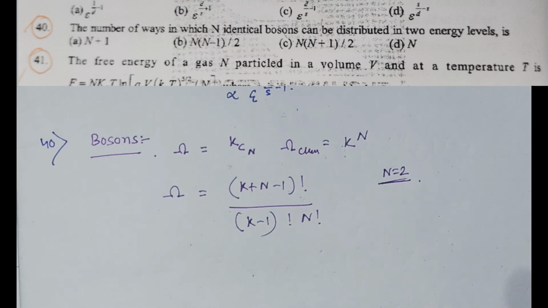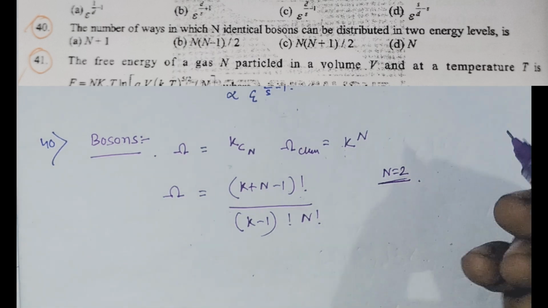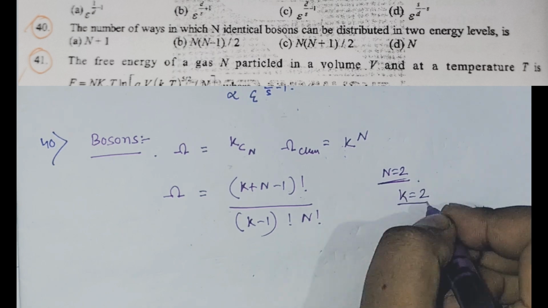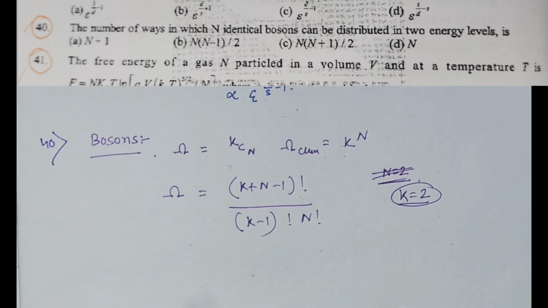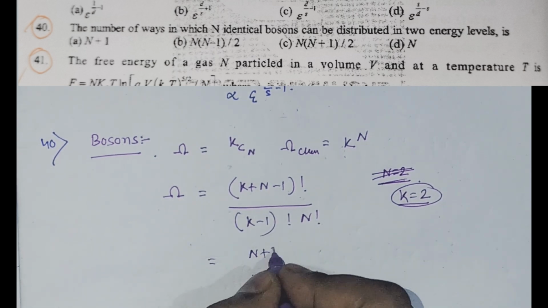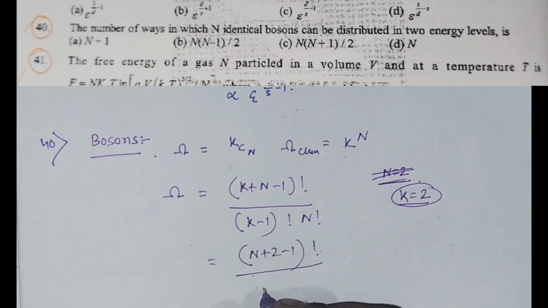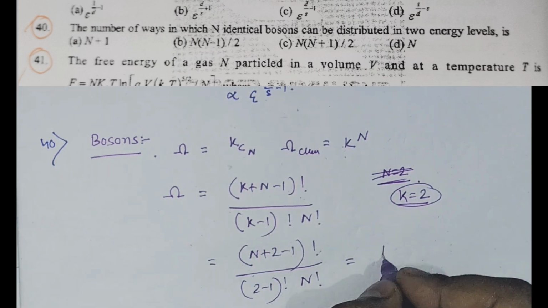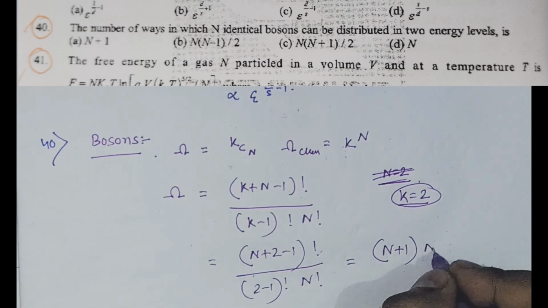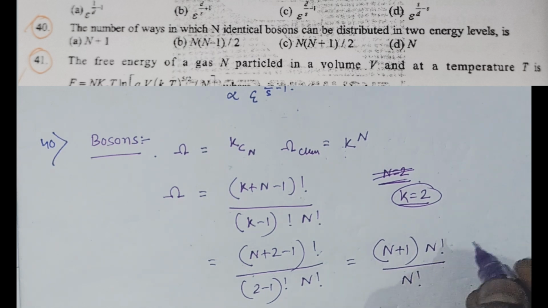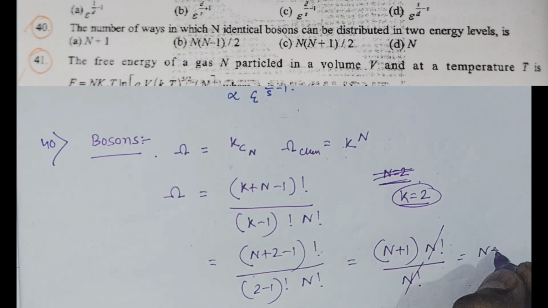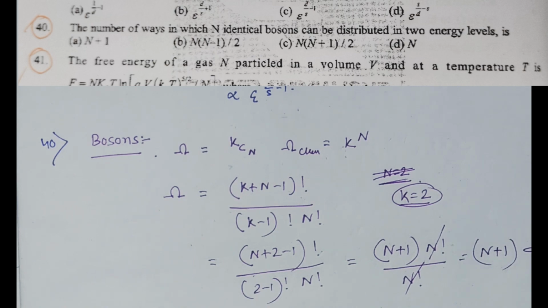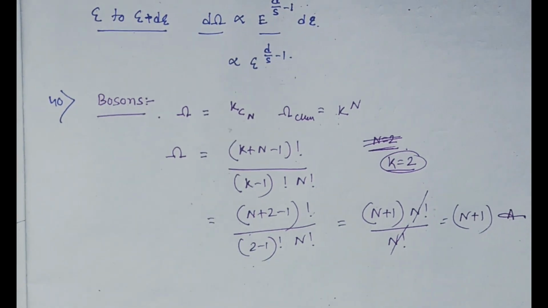The n bosons can be distributed in two energy levels. So the energy levels are given, so k equal to 2 is given. If you substitute this value, you will write (n plus 2 minus 1) factorial by (2 minus 1) factorial n factorial. Then it is simple math: (n plus 1) n factorial by n factorial, and these are cancelled out, so n plus 1. This is the answer. And let's go for the next question.